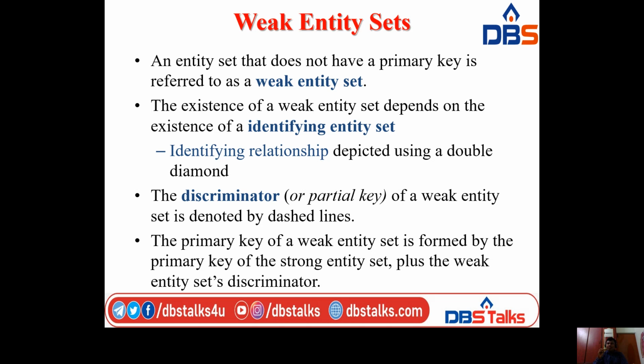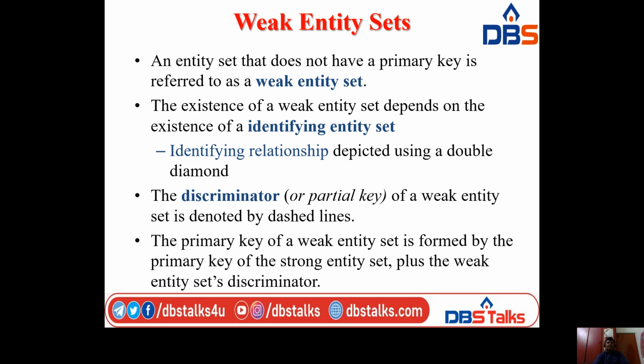Now, the existence of a weak entity set depends on the existence of an identifying entity set. It compulsorily depends on the identifying entity set. The identifying relationship is depicted using a double diamond. A double diamond is the symbol which is used to specify the identifying relationship.